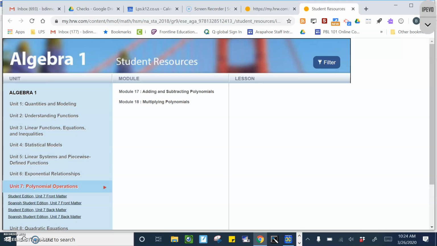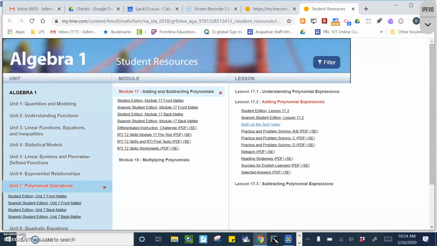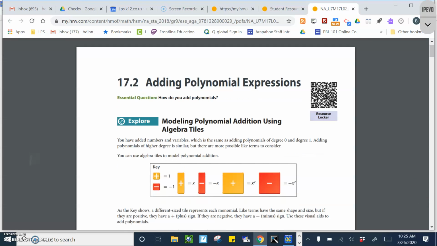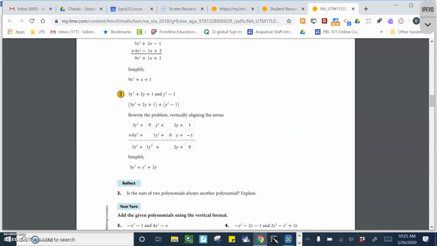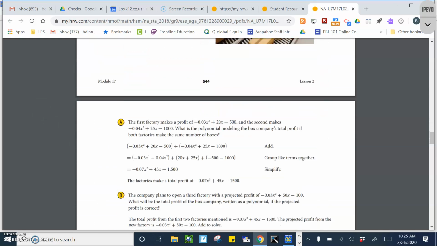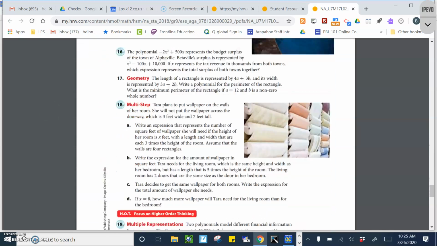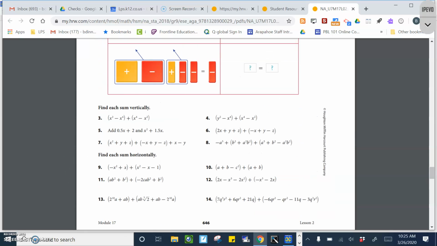Where is that? And then you can go to the different lessons, student lesson. So this is from the actual book. And if you scroll down, our assignment is going to be on page 646. You're going to do 3 through 13 odd.